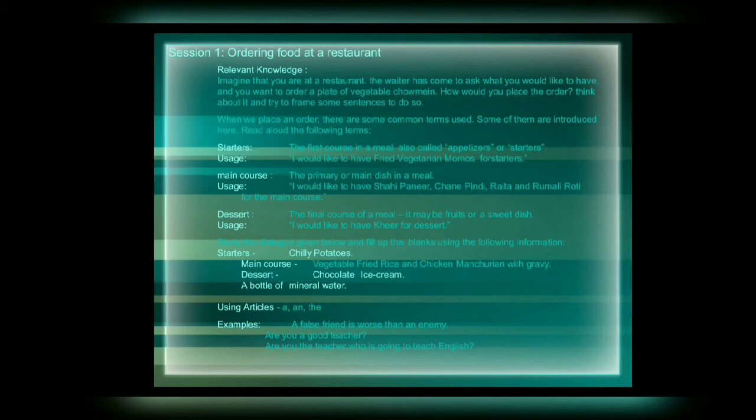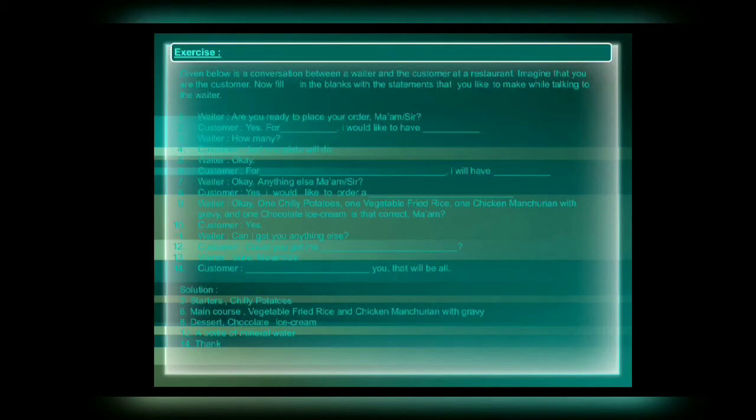So these are the articles. We have three articles: a, an, and the. Before continuing to the exercise, you are supposed to know about the articles. So I guess articles are quite clear. So we can go back to the restaurant again. Let's see it practically: if we go to a restaurant, how we behave.